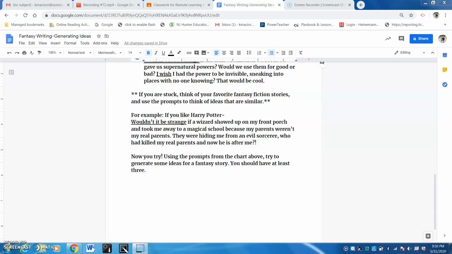So take a moment and jot some ideas down using the prompts from the chart on the paper that I have provided. When you're done, turn it in. You should have at least 3 ideas generated by the end of the day. You can have more, but no less than 3. I can't wait to see your creative thinking.